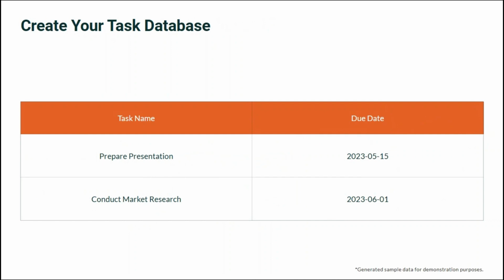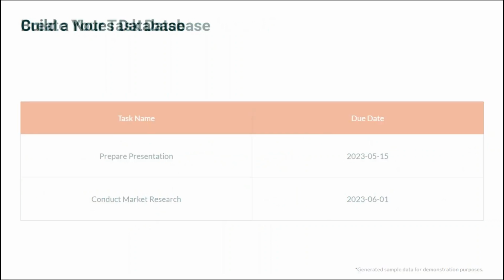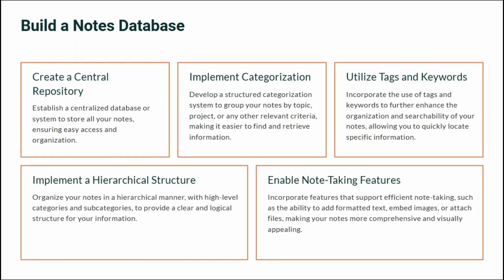3. Build a notes database. Your notes database is where ideas, meeting notes, and research come together. Structure the database. Add properties like note type, e.g., meeting, thought, research, and date. Include created time and last updated for better tracking.